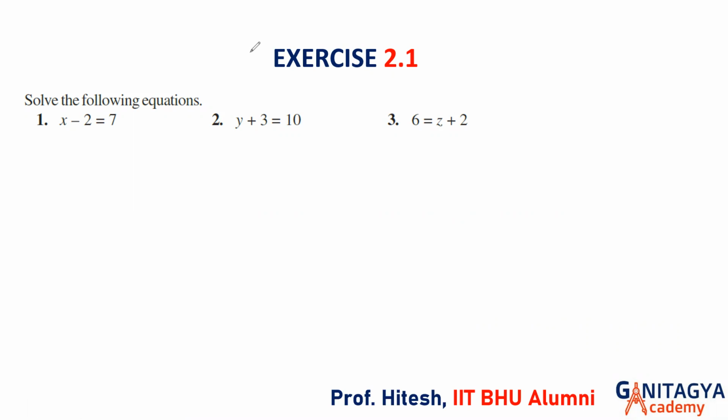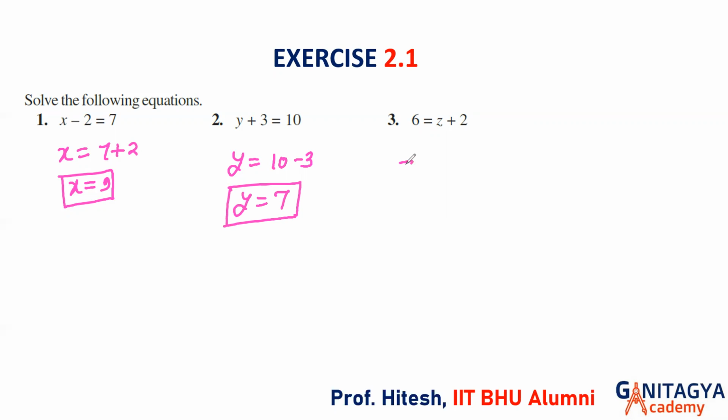So the question number 1 is x minus 2 is equal to 7. Second is y plus 3 is equal to 10. Third is 6 is equal to z plus 2. Very easy question. Please tell me the answer. It is simply x is equal to 7 plus 2. X is equal to 9. Okay. Y is equal to 10 minus 3. Hence y is equal to 7. Okay. Now z is equal to 6 minus 2. That is 4. Very easy questions.